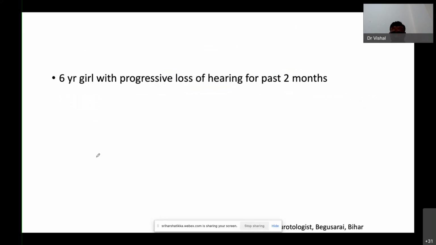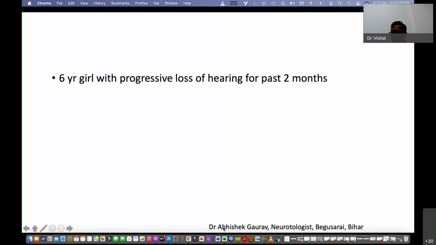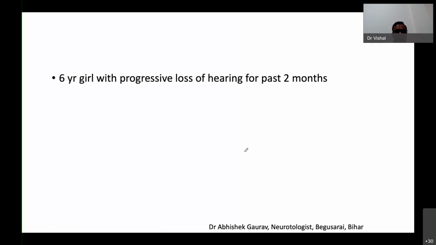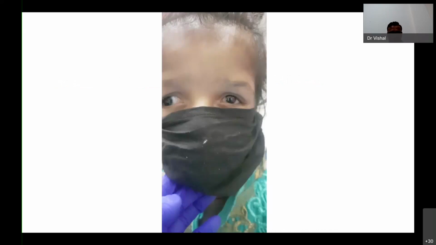And now I'm going to present another, third case, like two cases I have shown during my presentation. The third case is a very interesting case shared by Dr. Abhishek Gaurav. He's a neurotologist from Begusarai, Bihar. I'm really thankful to him for sharing his case. In this particular case, she's a 6-year-old girl with progressive loss of hearing from the past 2 months, and I'll play her video.